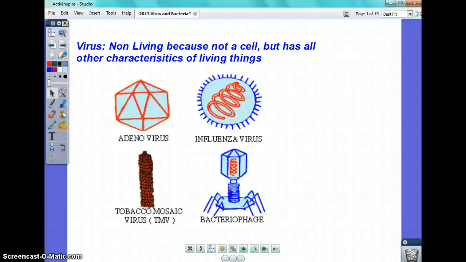A virus is not living because its composition is missing one of the characteristics of living things, which is a cell. It has all the other characteristics, so 6 of the 7, but because it does not have a cell, it's not considered a living thing.